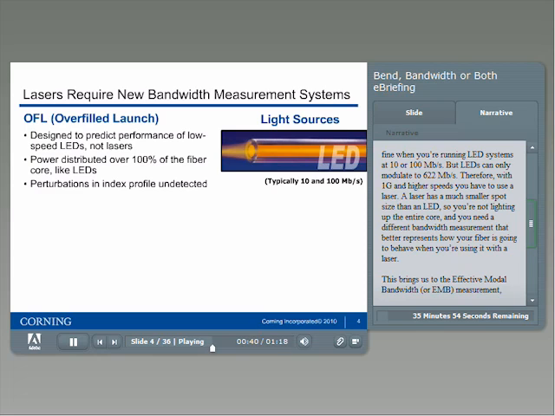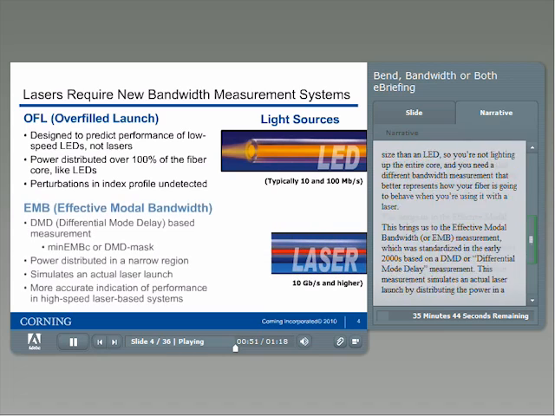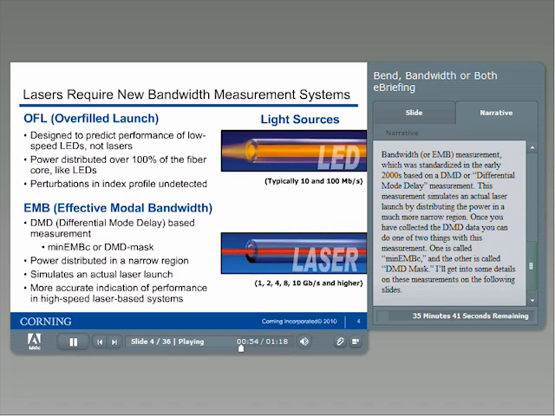A laser has a much smaller spot size than an LED, so you're not lighting up the entire core, and you need a different bandwidth measurement that better represents how your fiber is going to behave when you're using it with a laser. This brings us to the effective modal bandwidth, or EMB measurement, which was standardized in the early 2000s based on a DMD, or differential mode delay measurement. This measurement simulates an actual laser launch by distributing the power in a much more narrow region. Once you have collected the DMD data, you can do one of two things with this measurement. One is called mini-EMBc, and the other is called DMD mask. I'll get into some details on these measurements on the following slides.